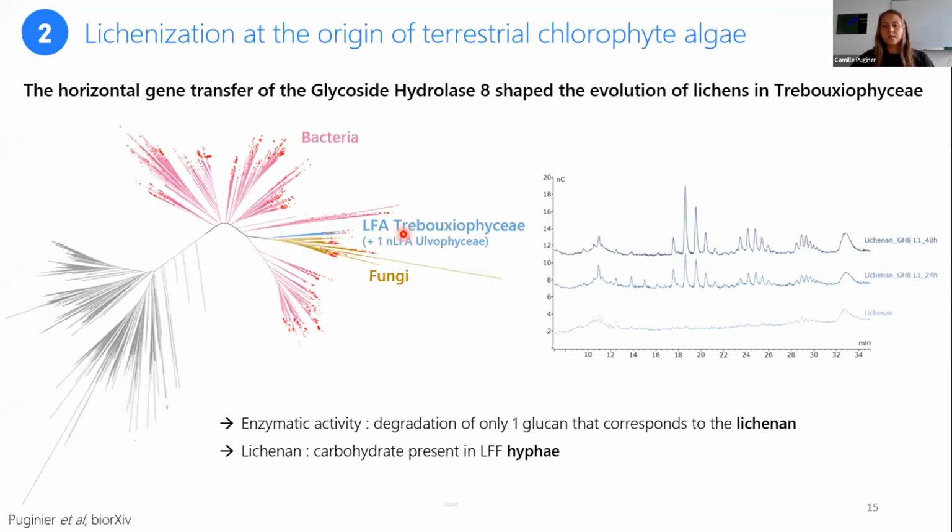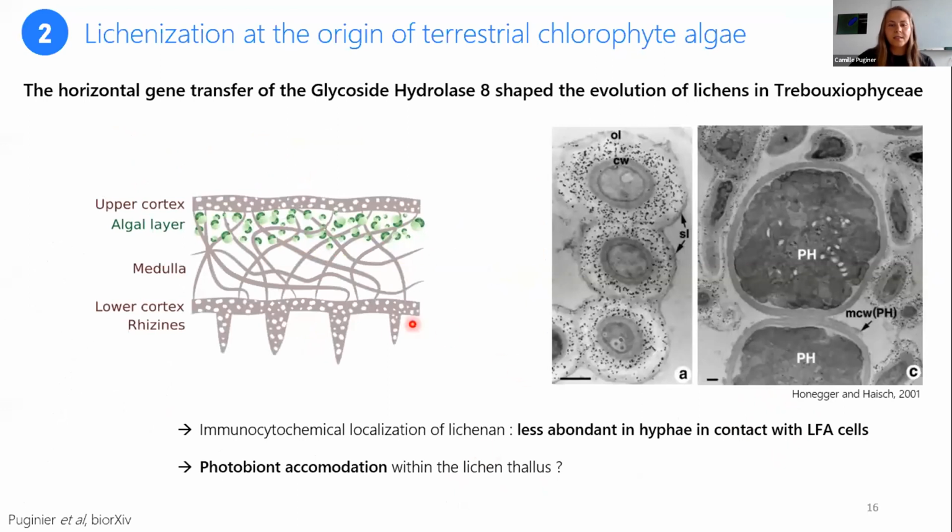We found that the GH8 is responsible for the degradation of one type of carbohydrate called lichenan. And lichenan, as you may have guessed from its name, is a carbohydrate that is present in lichen-forming fungal hyphae. To be more precise, lichenan is present in the medulla region, as you can see here on this immunocytochemical localization. However, it was found that lichenan is less abundant in fungal hyphae when in contact with lichen-forming algal cells, which is coherent with the algal GH8 being responsible for the degradation of fungal lichenan. The hypothesis is that the GH8 is responsible for a better photobiont accommodation within the lichen thallus, which thus allows them to be protected in this lichen organism.